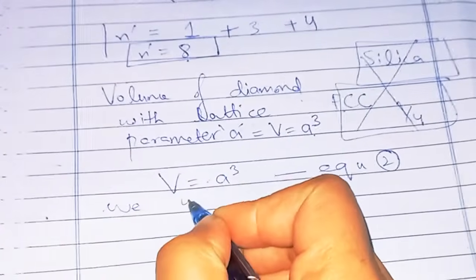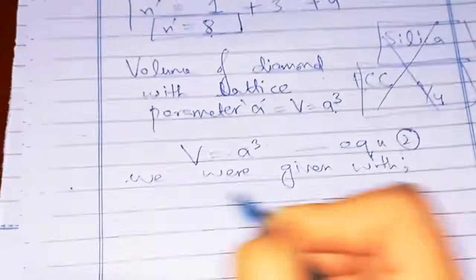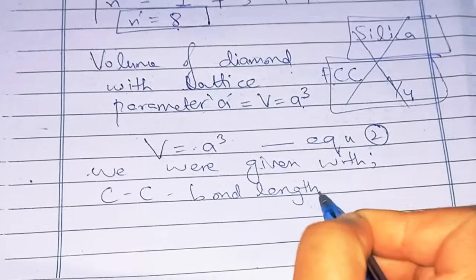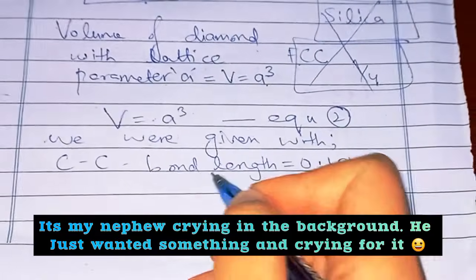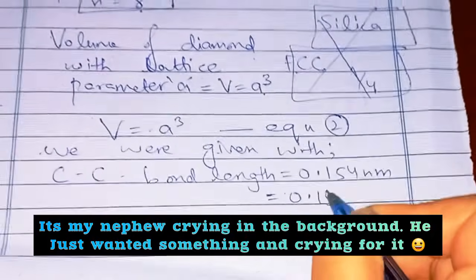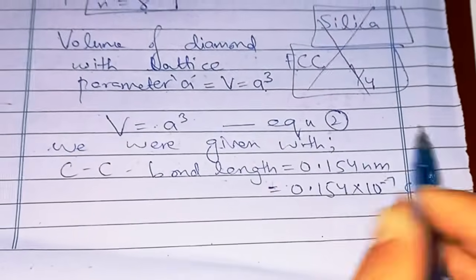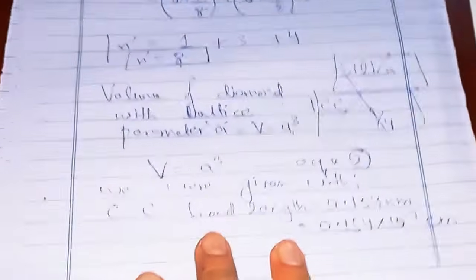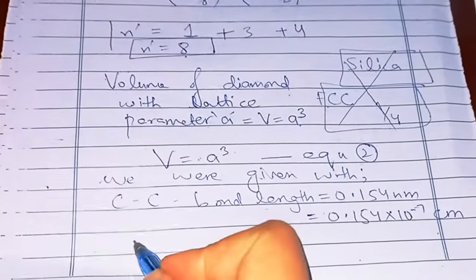Now we were given the carbon-carbon bond length. The carbon-carbon bond length was equal to 0.154 nanometer, and you can write it as 0.154 multiplied by 10 to the power minus 7 centimeter. I hope you got it, because I want the results in grams per centimeter cubed. That is why I'll be taking the lengths in centimeter. It's really easy to convert it.